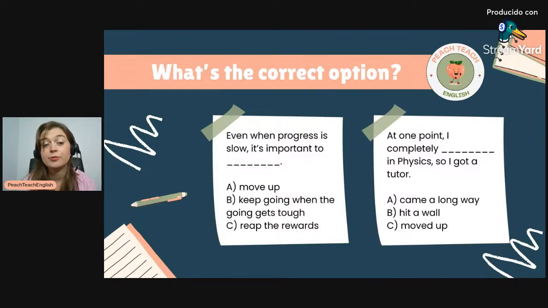Even when progress is slow, it's important to blank. All right, what's the correct answer?